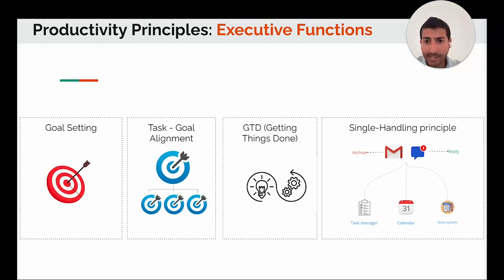Now, let's take a look at executive functions, which are basic cognitive processes that include attention control, working memory, and cognitive flexibility. The first one is goal setting, pretty straightforward, and this is just the process of identifying what you want to achieve and how you establish measurable objectives for those goals. Next is task goal alignment. It's important that what you choose to do aligns with your overall set of goals. You want to be steering in the right direction and not just steering.